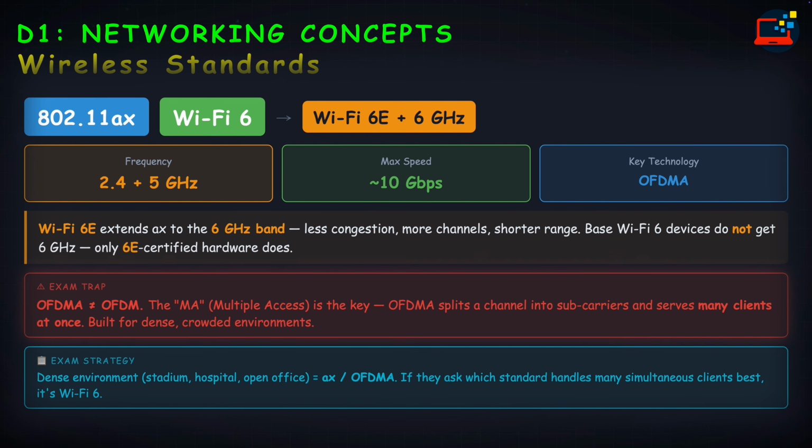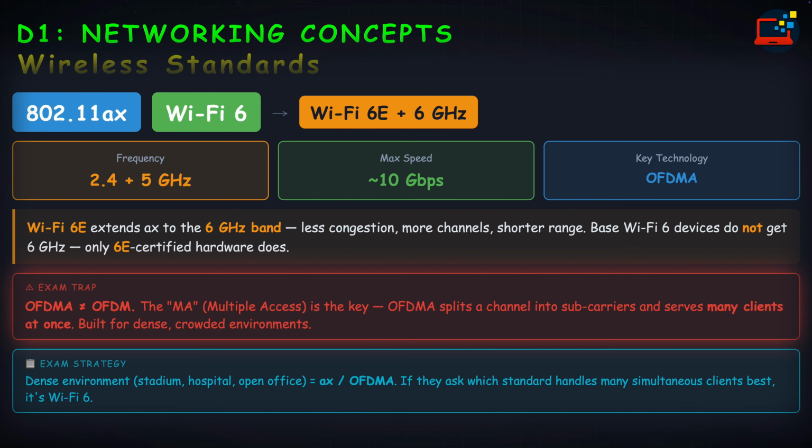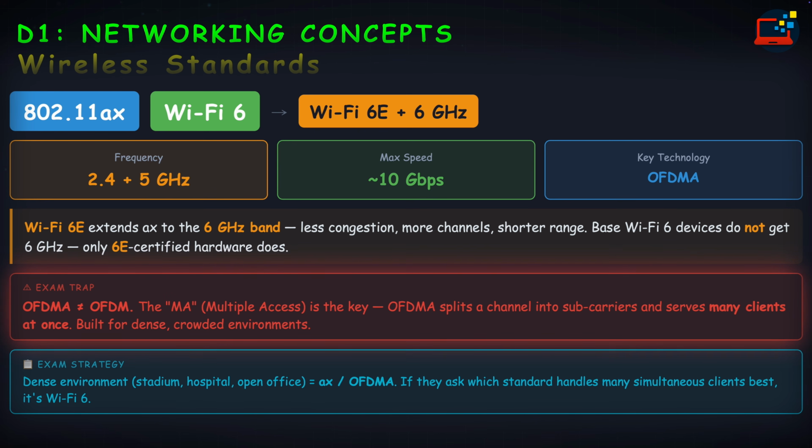802.11ax or Wi-Fi 6 operates at both 2.4 and 5 GHz. Wi-Fi 6E extends this to the 6 GHz band. Wi-Fi 6 supports speeds approaching 10 gigabits per second and introduces OFDMA for improved efficiency in dense environments.